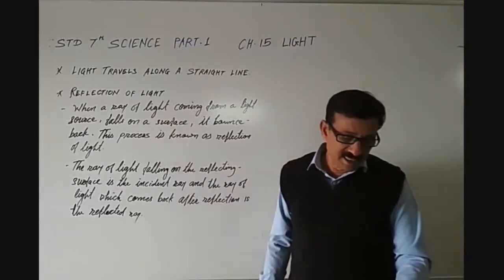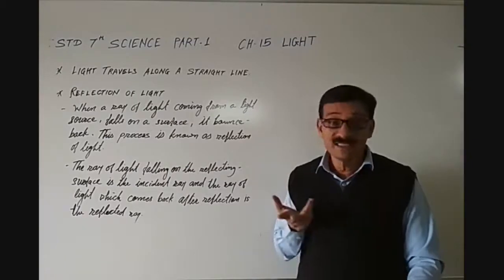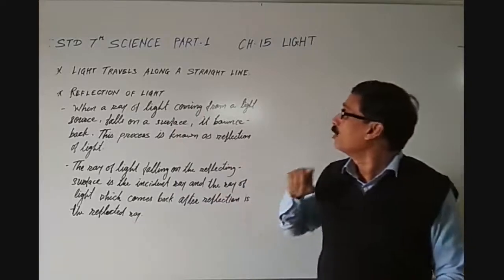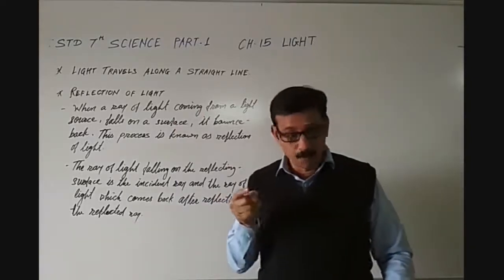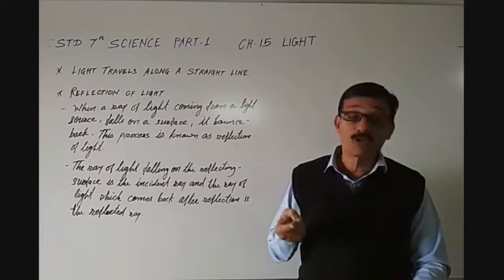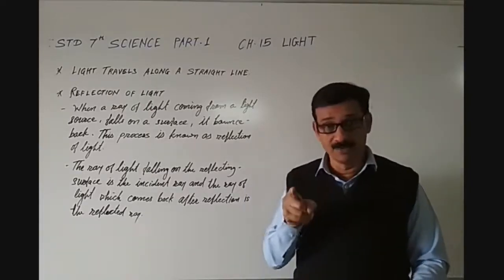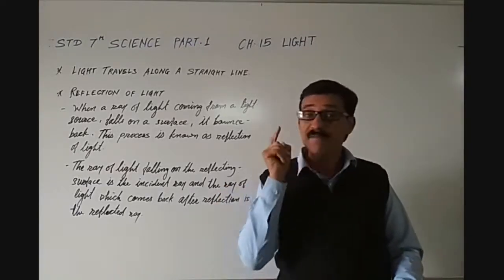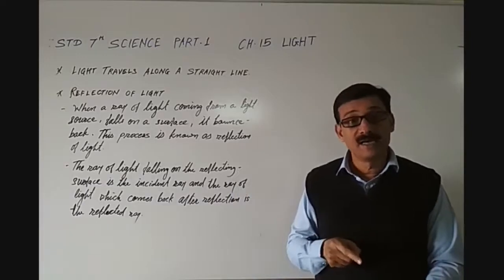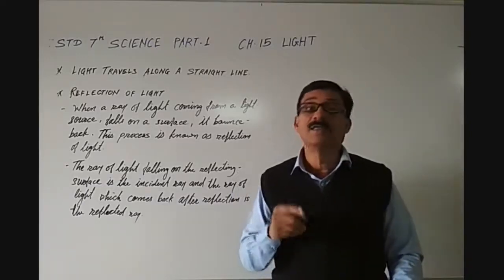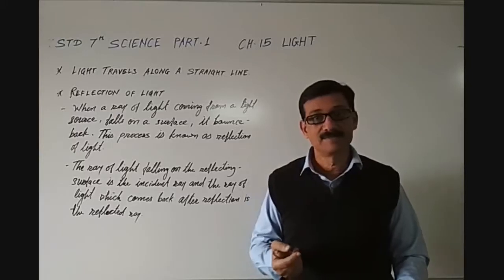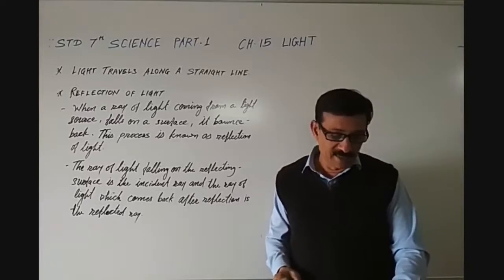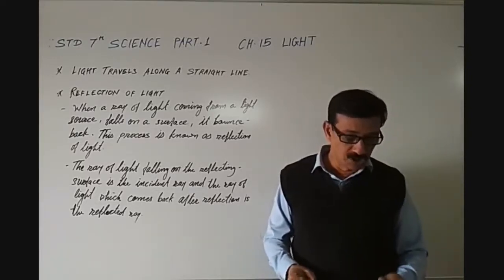How can we change the path of light? Now the second thing. It travels along a straight line, but is it possible to change the path of light? First question: is it possible to change the path of light? If it is possible, then how can we change the path of light? Let's try to understand. Do you know what happens when light falls on a polished or shiny surface?